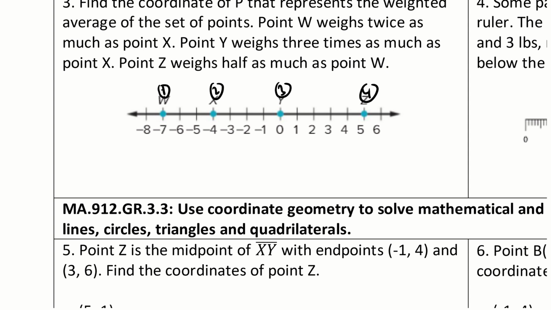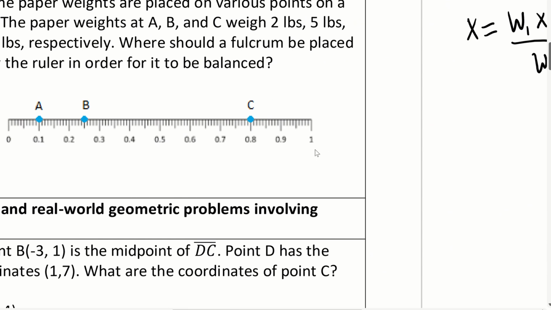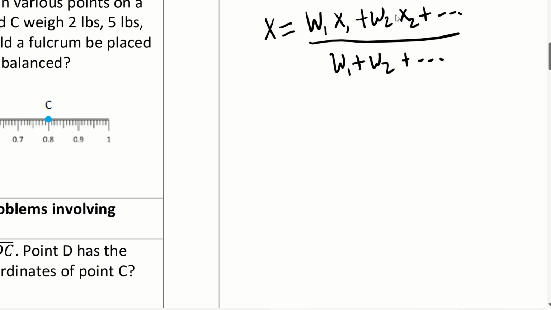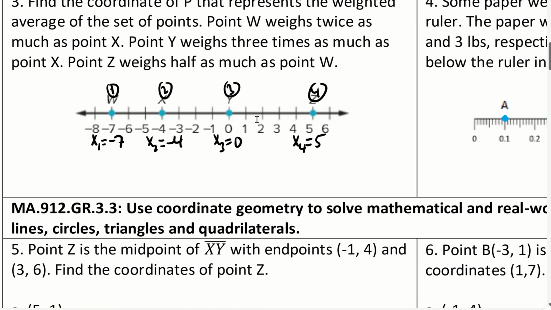So in this case, we have x1 is -7 because W is located there, right? What's the x coordinate for point 2? Well, the x coordinate for point 2 is -4. The x coordinate for point 3 is at 0. The x coordinate for point 4 is at 5. So we got ourselves our x coordinates. Remember that we need that for this formula, right? x1, x2. The next thing we need are the weights.